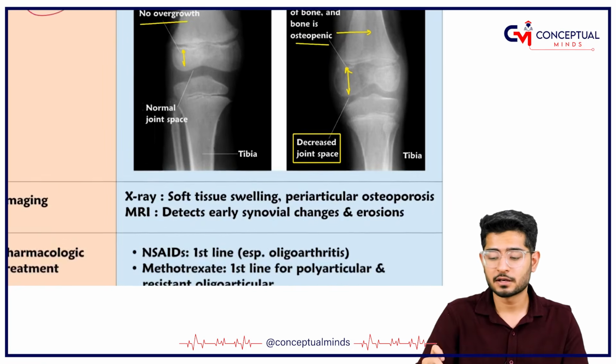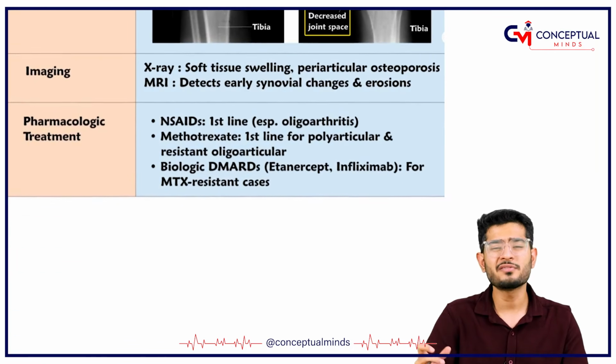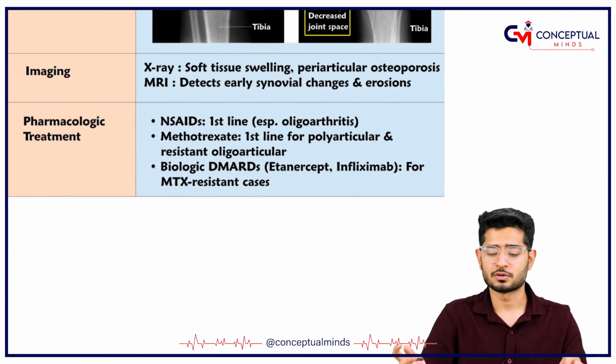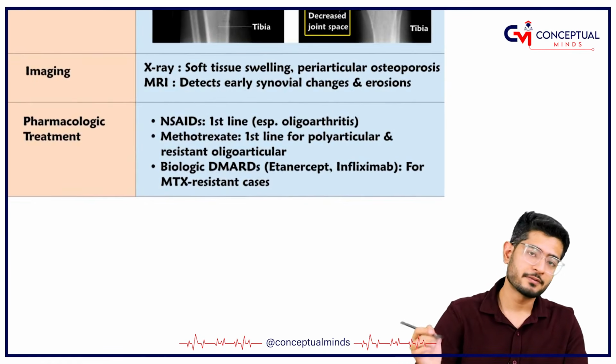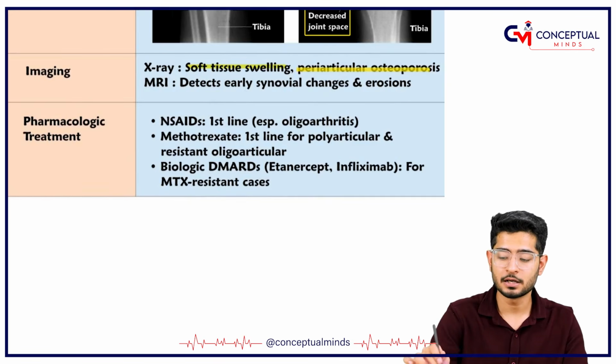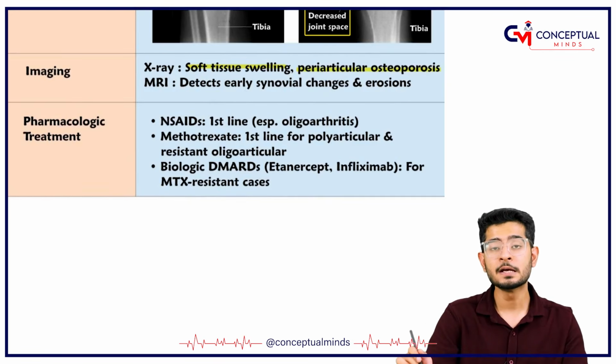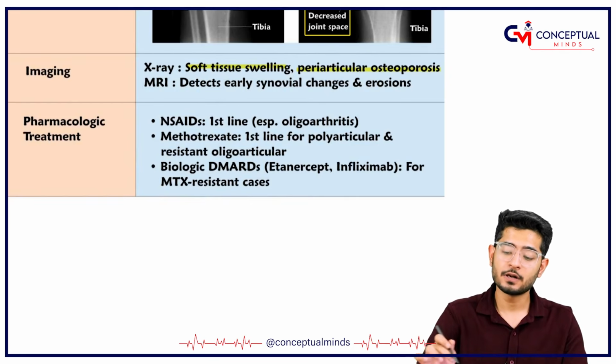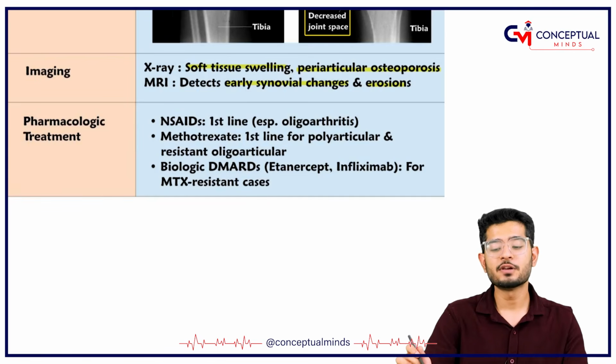In the case of arthritis, any inflammation is going to enlarge that structure. Because inflammation is there, there will be soft tissue swelling, and there will be periarticular osteoporosis. In MRI specifically, you will have early synovial changes and erosions which will be seen.